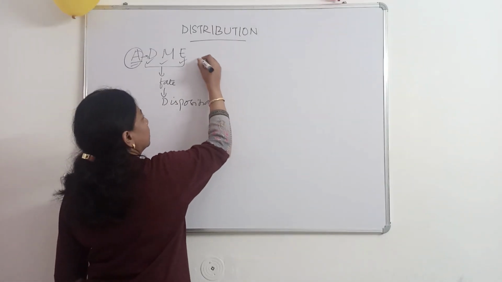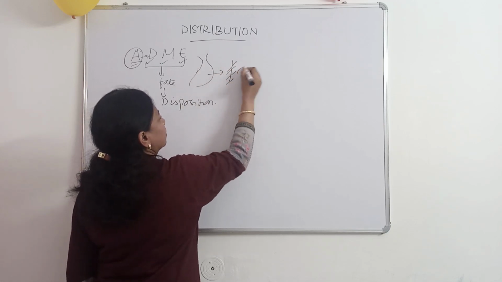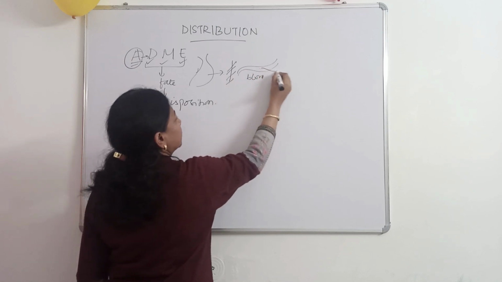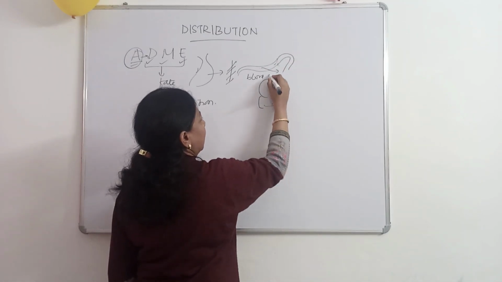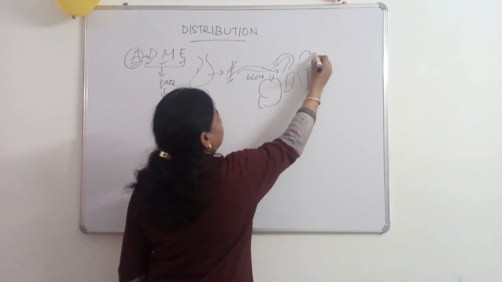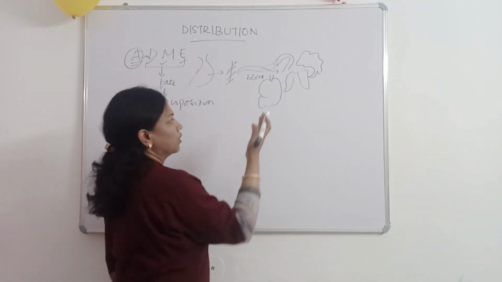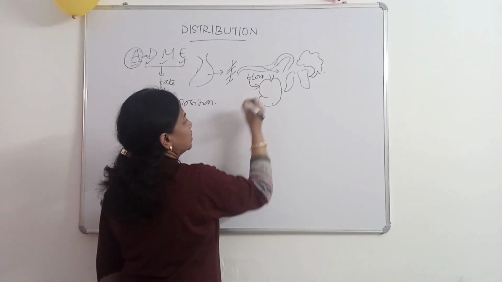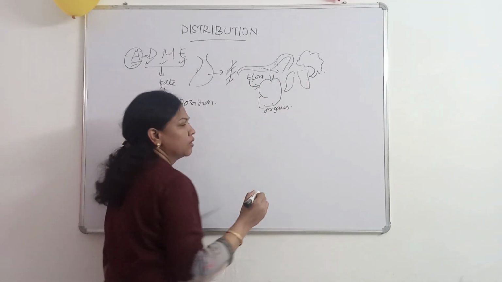Now the drug enters from the site of administration to the systemic circulation, that is, into blood. From this, blood will flow to different organs like the heart, liver, brain or any other organs. These are highly perfused organs, and there are also less perfused organs. So the drug will be distributed from the blood to different organs. That is known as distribution.